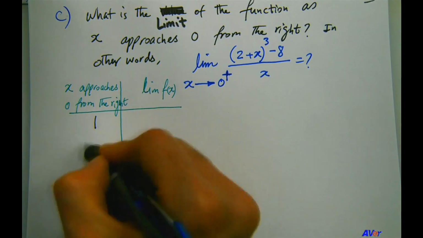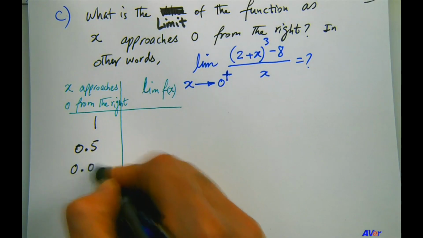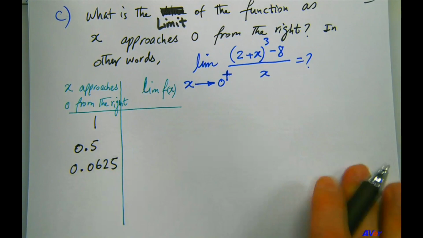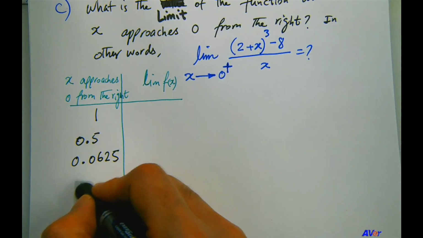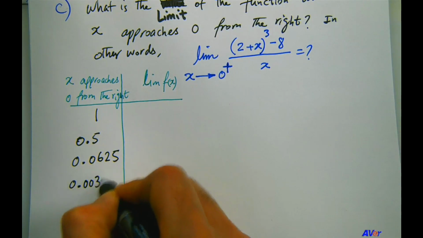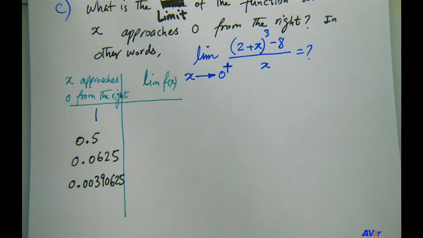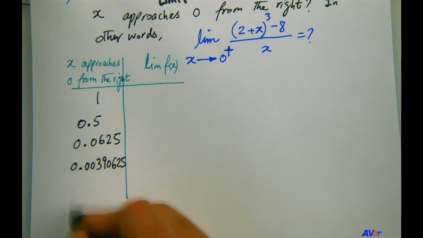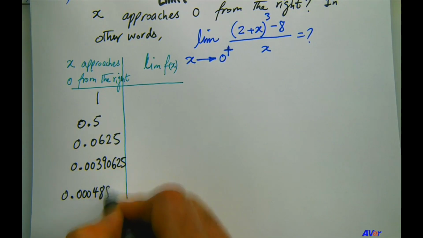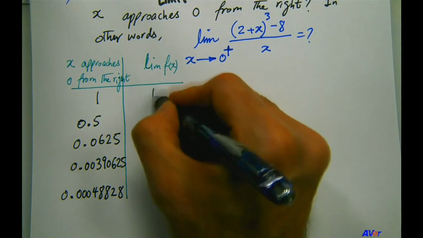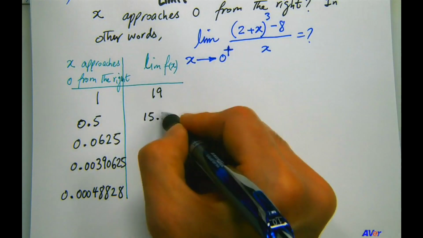I picked these values that approach 0 from the right. I picked 1, 0.5, 0.0625. Again, I picked just 5 values. On your own, you can pick more numbers and see what happens to the limit of the function. 0.0039065. Notice these are getting closer and closer to 0 from the right. And one last one, 0.000488828, and then 19. Watch what happens to these values.